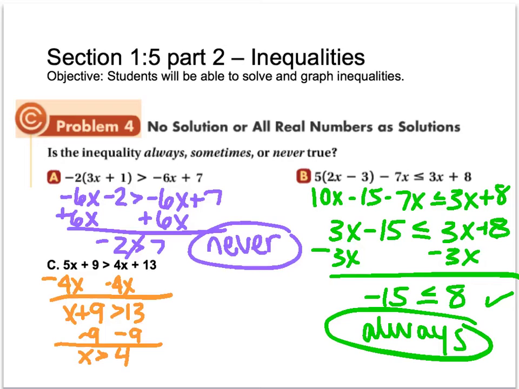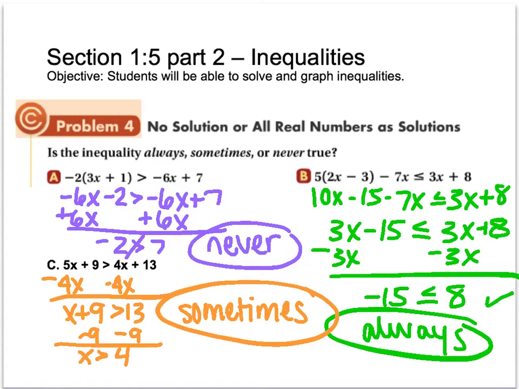So will we always, never, or sometimes have a solution here? Selena? Very good. Selena, do you want to tell me when those times will be? When x is greater than 4. Exactly. If you pick anything less than 4, it's not going to work as a solution to this inequality.